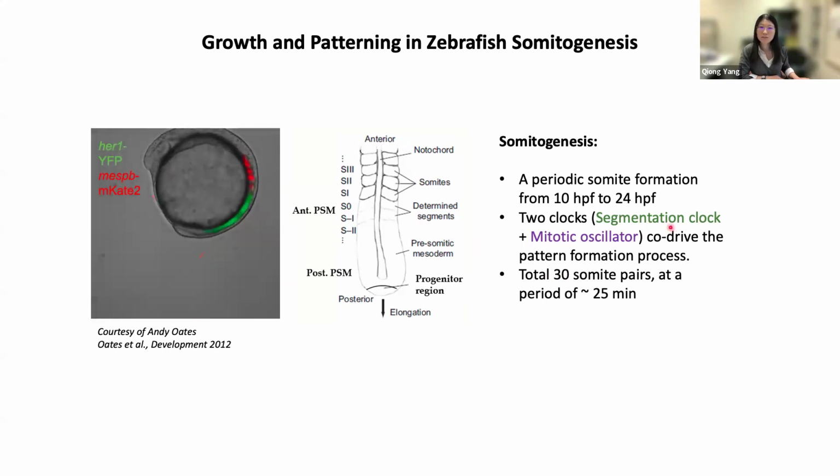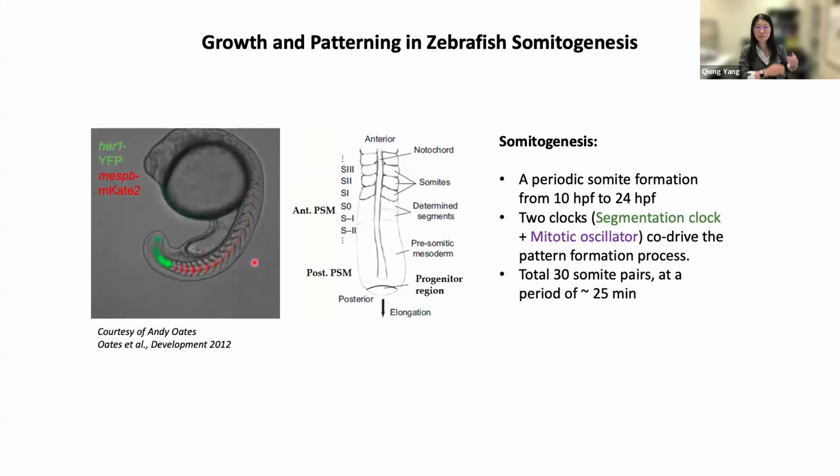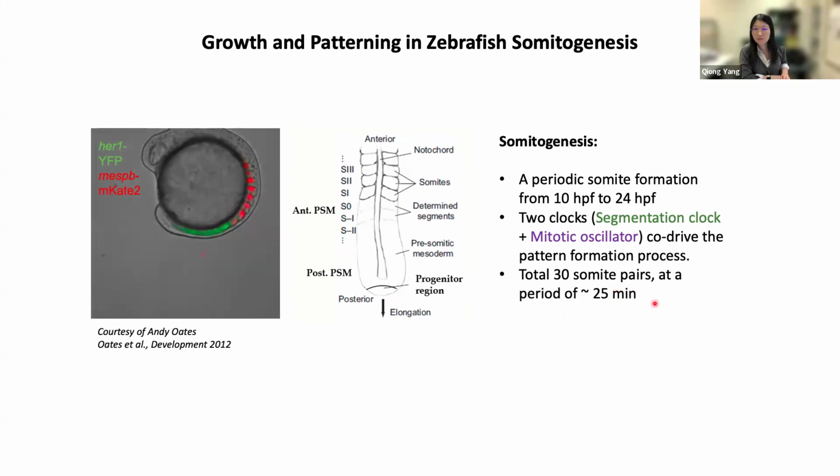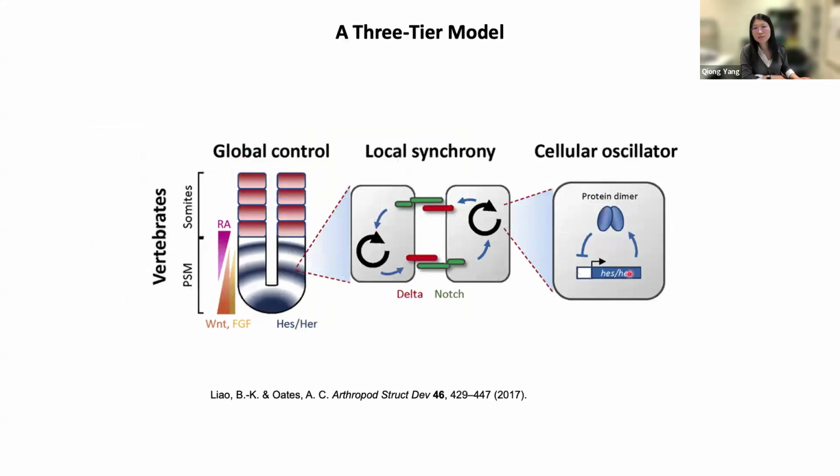What's interesting is that the segmentation clock and the mitotic clock are co-regulating the process, because at each somite formation, you also need an extension of the tail so that you can keep adding body mass. In zebrafish, somite formation takes about 25 minutes per somite. So this is a very complicated process.